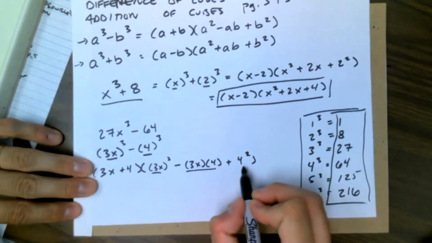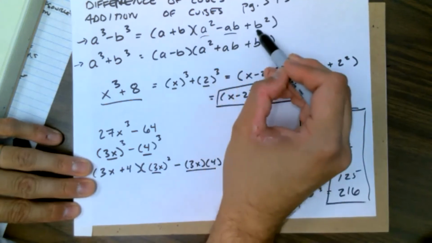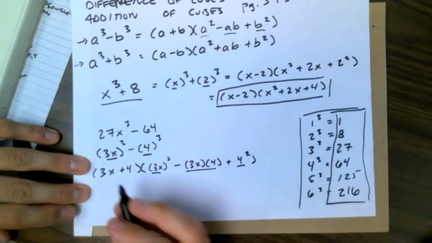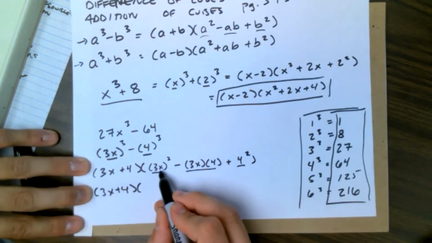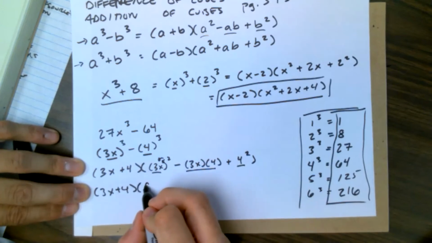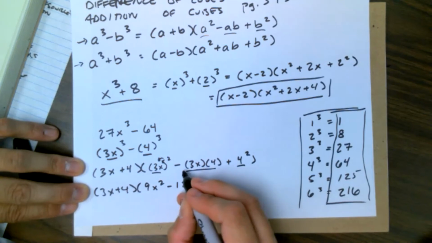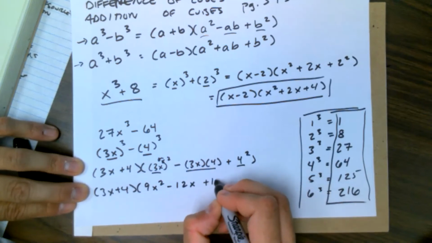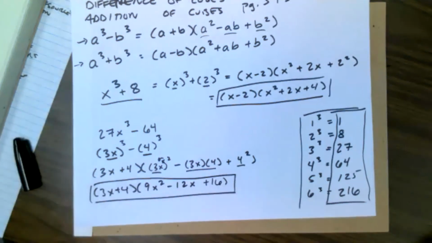Here are the 3 parts that we've got going on from this part of the factoring. So I've got 3x plus 4, that doesn't change. But now 3x squared, remember I have to square the 3 and the x from that exponential section. So 9x squared minus 12x, right, 4 times 3, plus 16. Boom. So that is the difference of cubes.